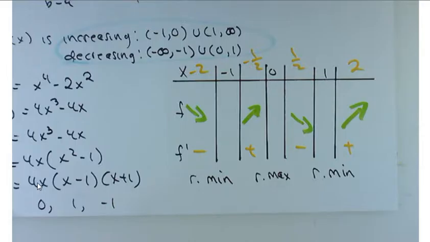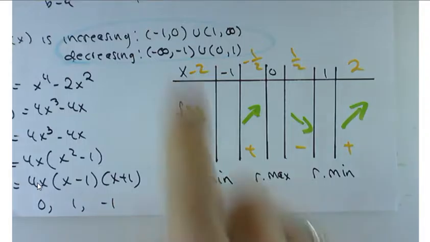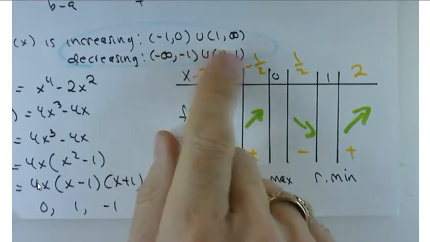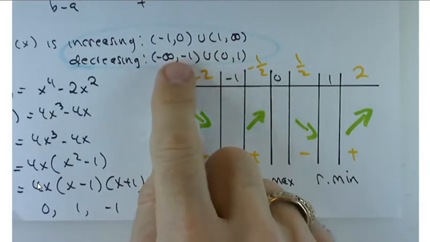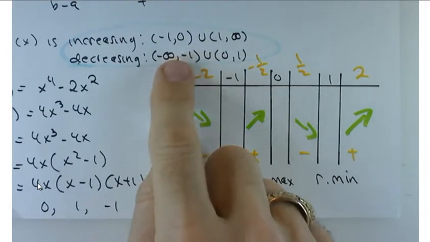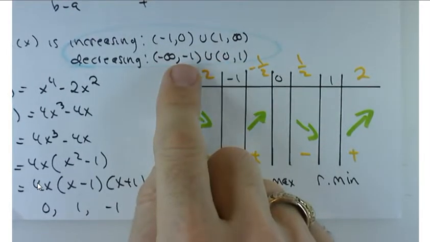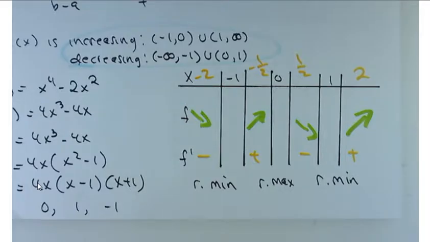Yeah, U's for union. It means or, so it's this or that, or this in addition to that. So it's decreasing on both of these intervals. So you're adding those two intervals together is what it's saying. Not intersection, because intersection looks where they overlap, and there's no overlap here. Yeah, so good question.